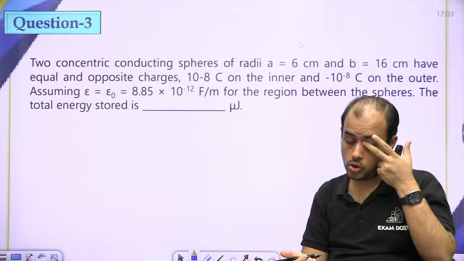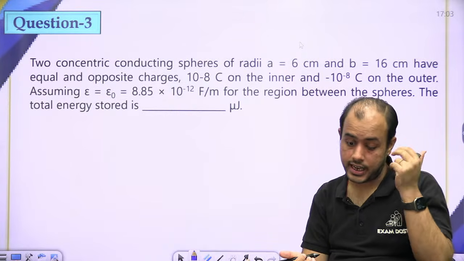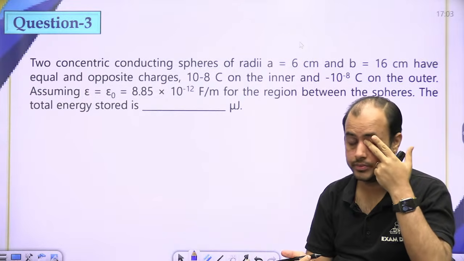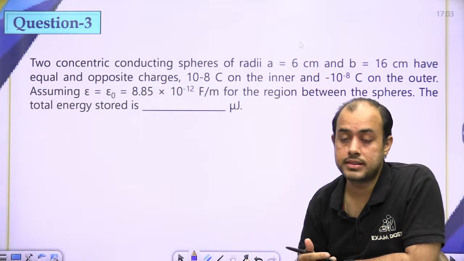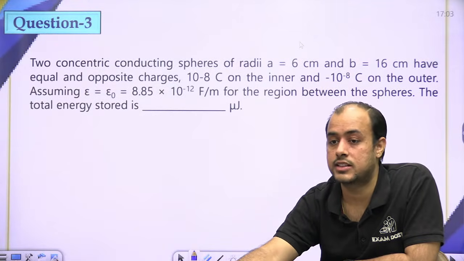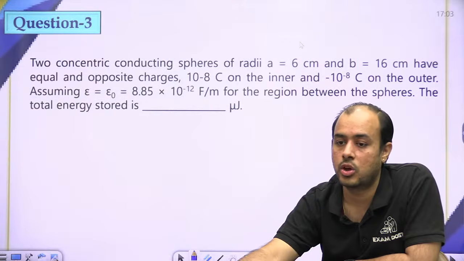Next, if we see two concentric conducting spheres have equal and opposite charges, the total energy stored. When two concentric spheres have equal and opposite charges, it is just like a spherical capacitor. Now solve this.